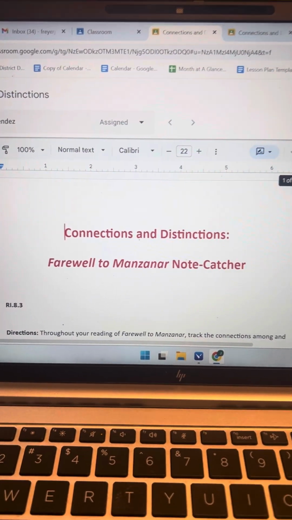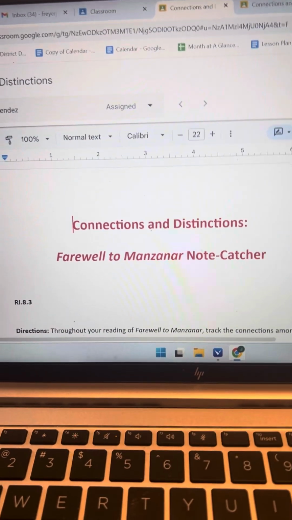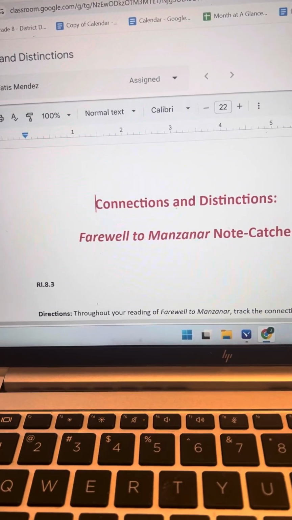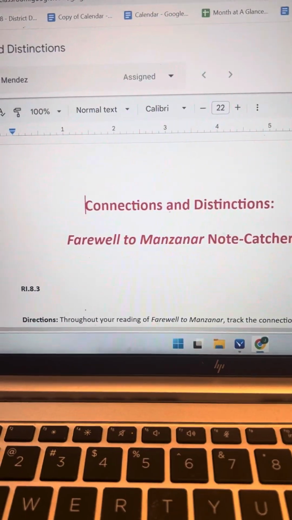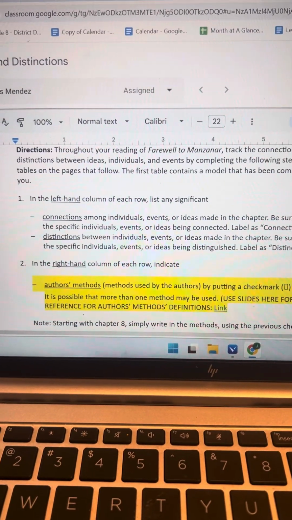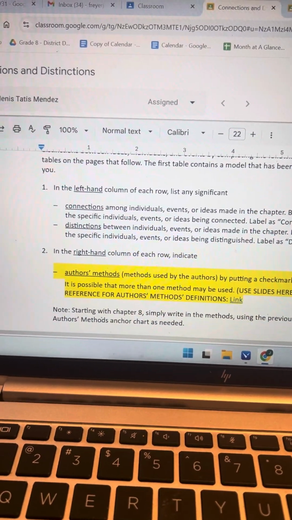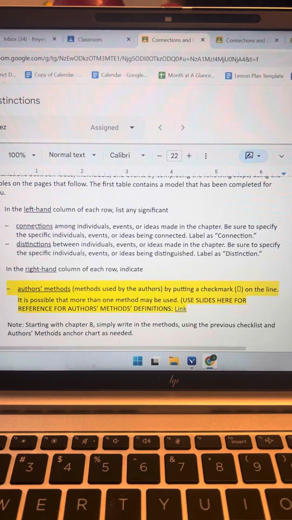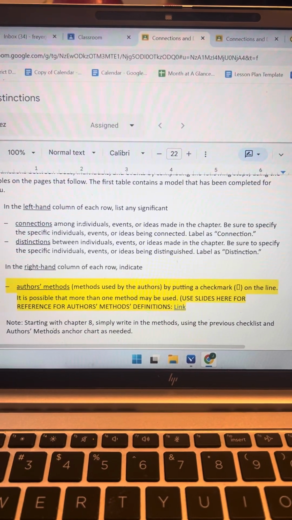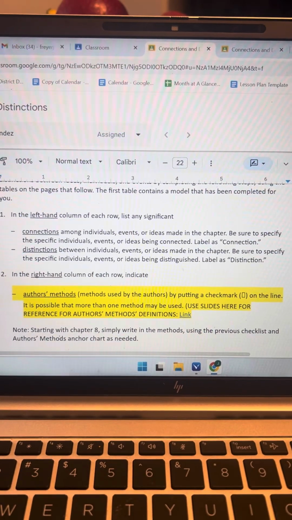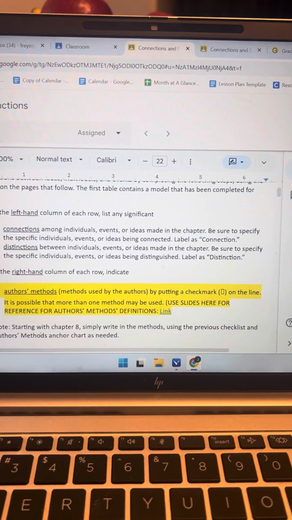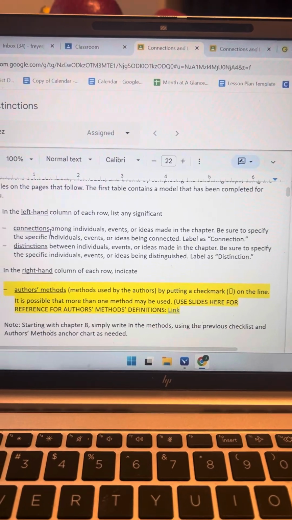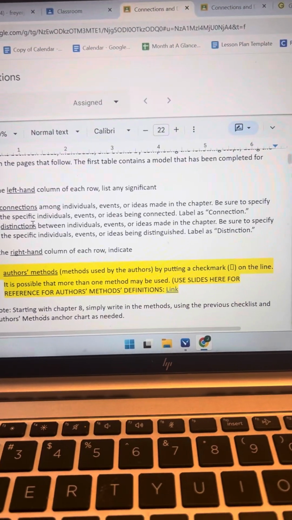So the work that we're doing in ELA is called Connections and Distinctions. These are related to our Farewell to Manzanar book. So for every chapter that we're reading in class, we are identifying connections, which are explained at the top here. Connections among individuals, events, or ideas made in the chapter. So you're looking for two things in the chapter that connect, two things that are related to each other.